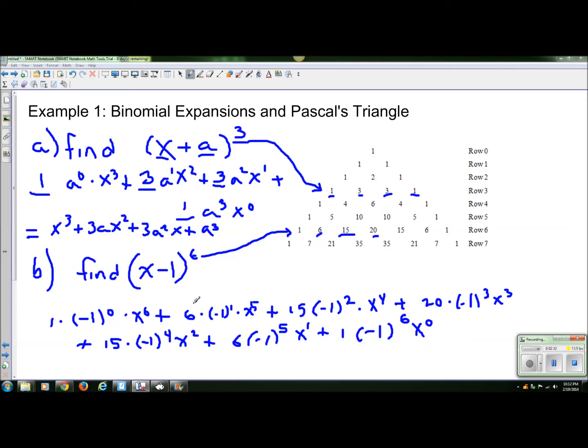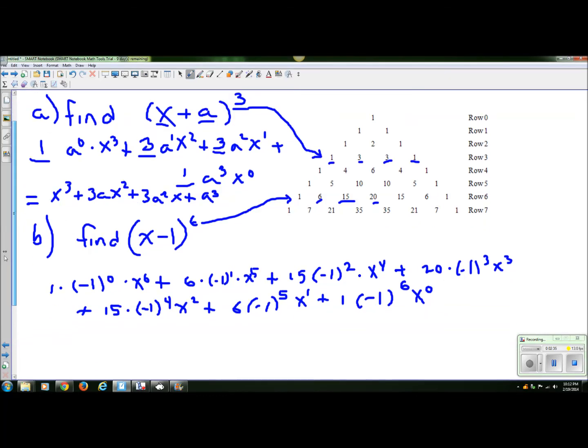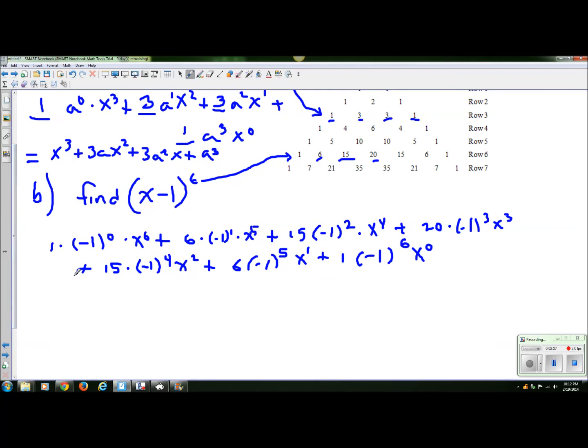So, let's actually do some simplification here. Negative 1 to the 0th power is 1. Anything to the 0th power is 1. 1 times 1 is also 1. 1 times 1 times x to the 6th is just x to the 6th. So my first term is just x to the 6th.